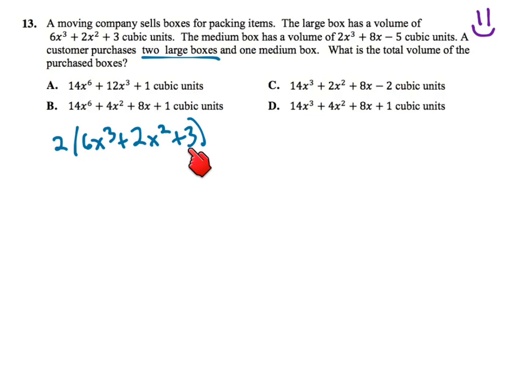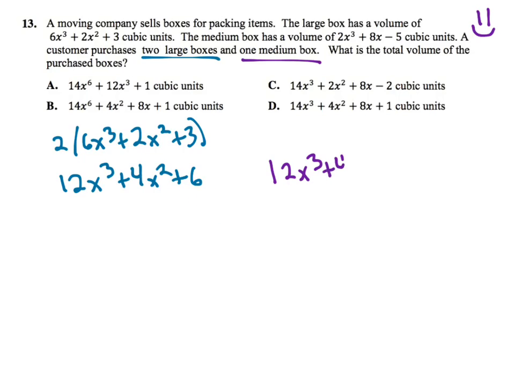So I'm multiplying this polynomial by a monomial. Really simple. I just need to distribute this 2 to each term, right? So I end up with 12x cubed plus 4x squared plus 6. And now I'm going to add that to a medium box. And when I do that, I'm going to leave space. So I'm going in standard order, and I'm dealing with x cubed, x squared, x to the power of 1, which I don't have, and then x to the power of 0. So I'm going to go ahead and put a placeholder there. And now my medium box to add.